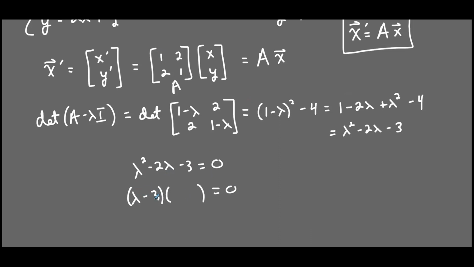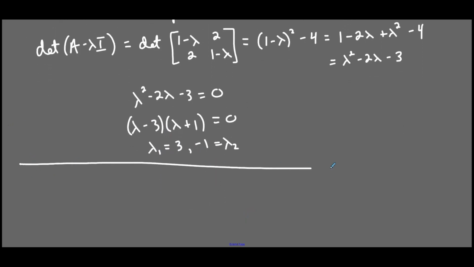So it looks like this one is going to factor pretty nicely. So I get lambda minus 3, lambda plus 1. That gives me two eigenvalues, 3 and negative 1. So for each eigenvalue, we're going to find eigenvectors. I said that was lambda 1, so we'll call this one lambda 2. Sorry about that.